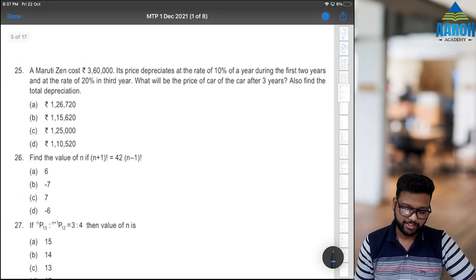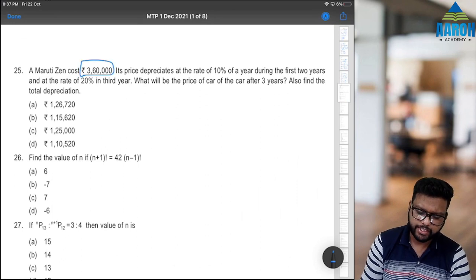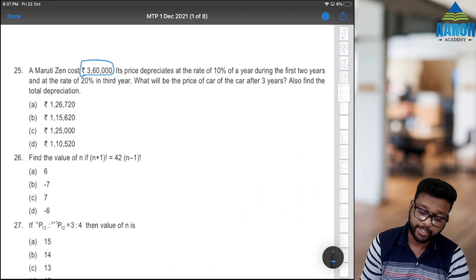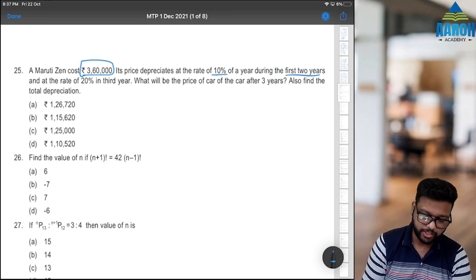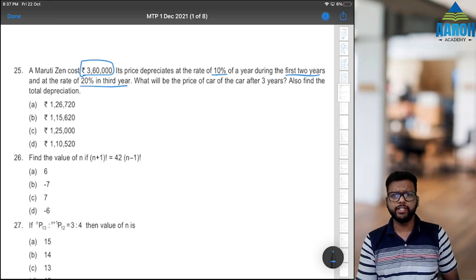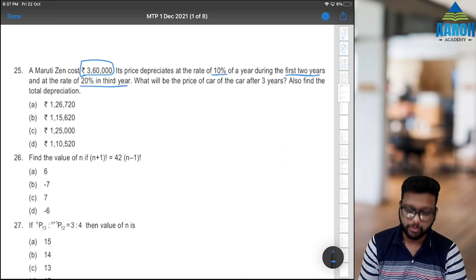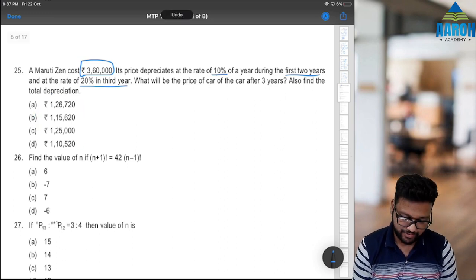Next, 25. A Maruti Zen costs 3,60,000. Its price depreciates at the rate of 10% a year during the first 2 years and 20% in the third year. What will be the price of the car after 3 years? Also find depreciation. They are asking two questions, but they are only giving one answer. Let's see what it is.